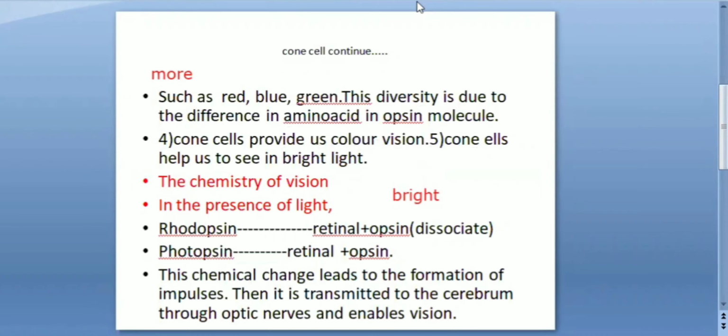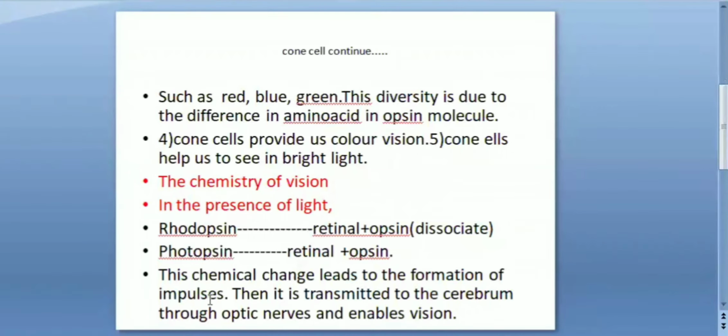See children, what about the chemistry of vision? You understood cone cells and rod cells, how these photoreceptors help us to see in dim light and bright light. What about the pigments present in the rod cells, cone cells, etc.? So next we have to study a little more. We have to study more detail about the chemistry of vision.